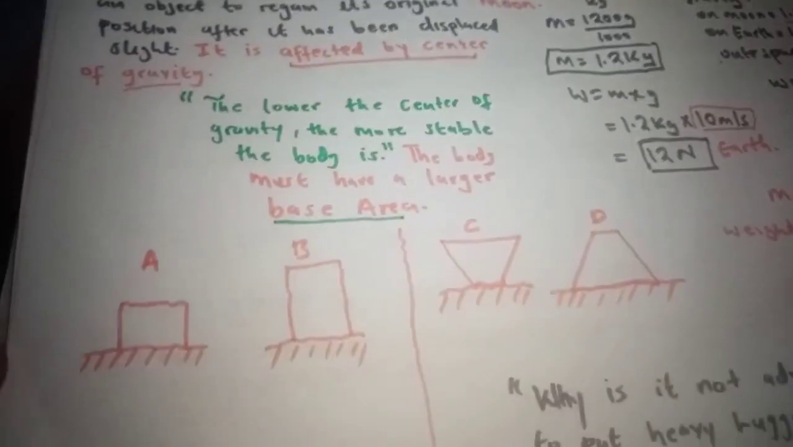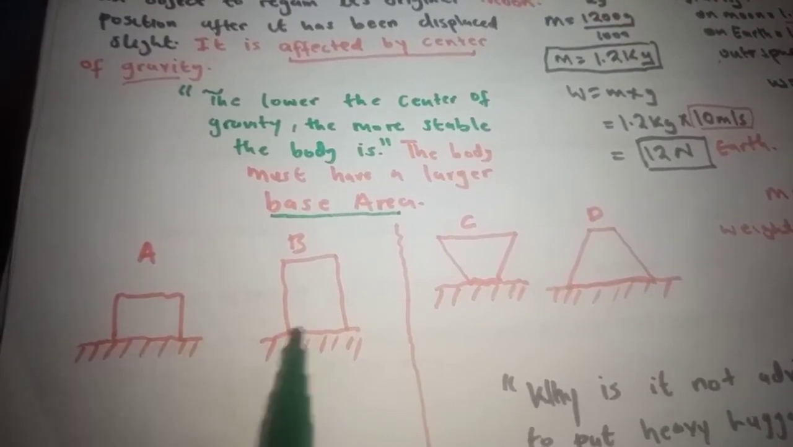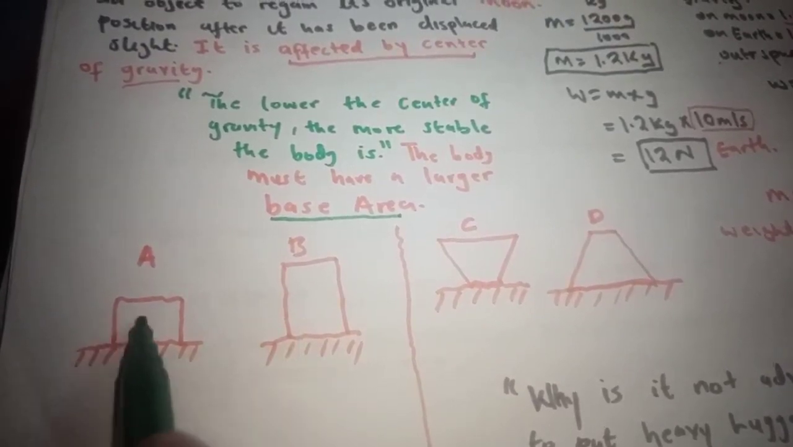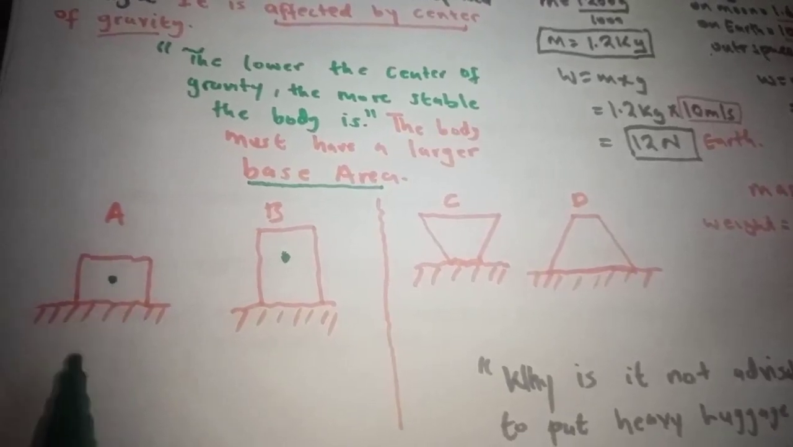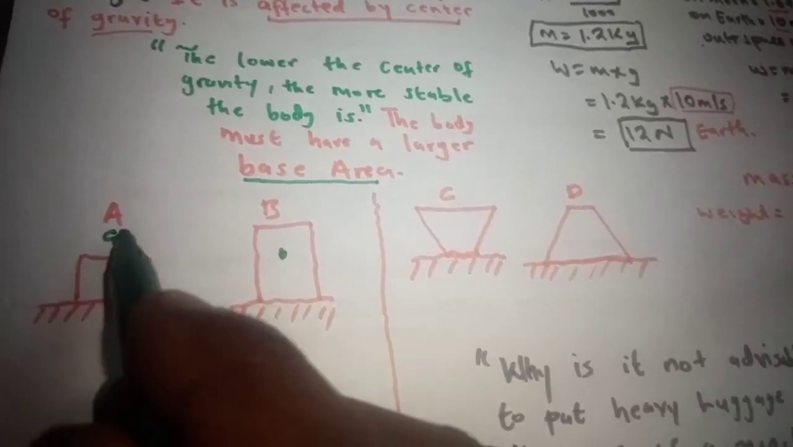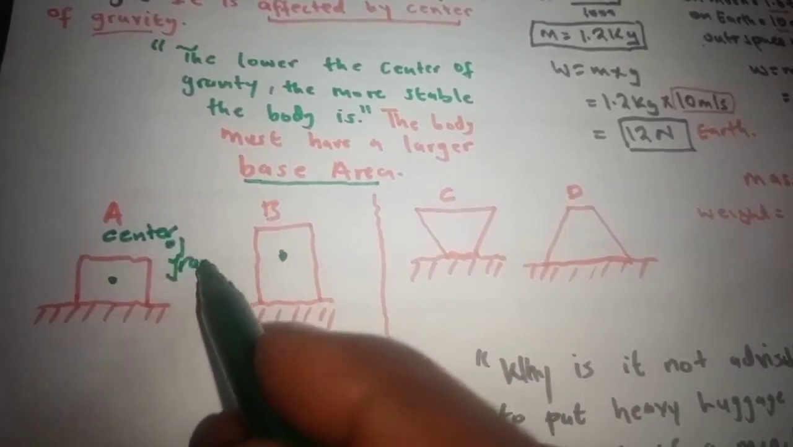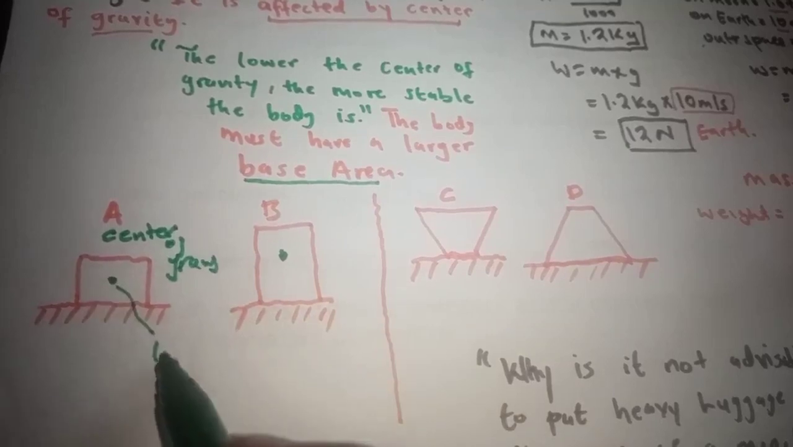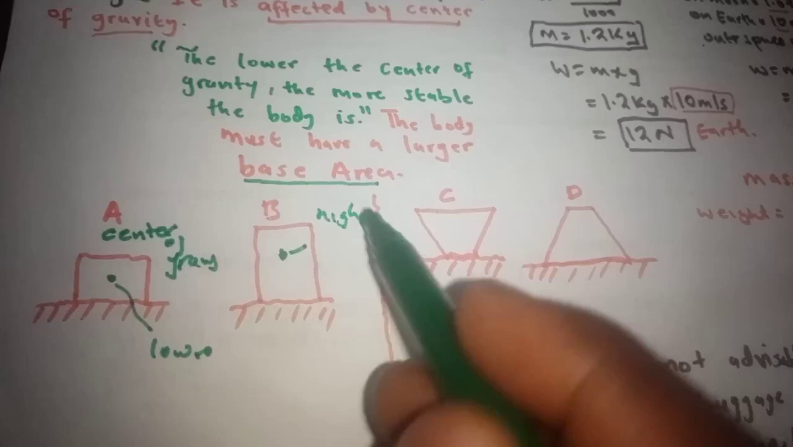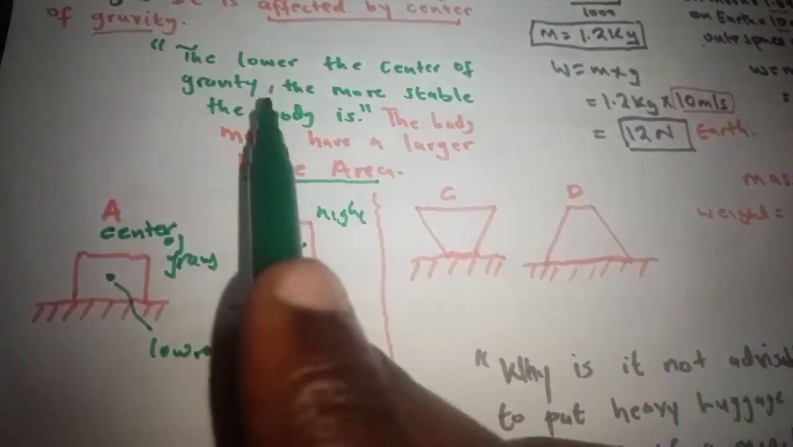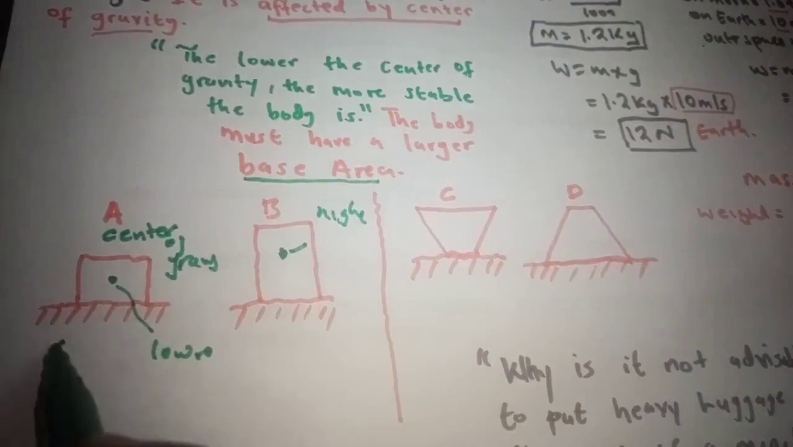So let's look at these two objects, object A and B. Here the center of mass, which is the center of gravity, is lower here and higher here. We said the lower the center of gravity, the more stable. So this one has a lower center of gravity, so it is more stable.